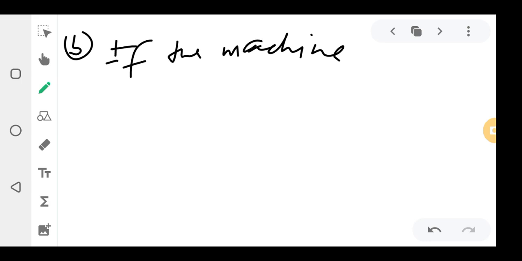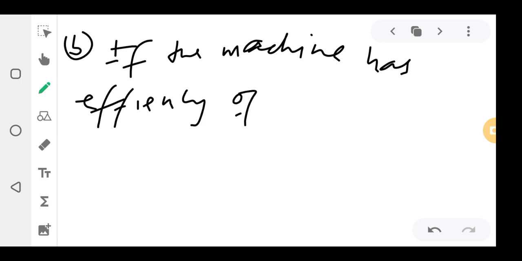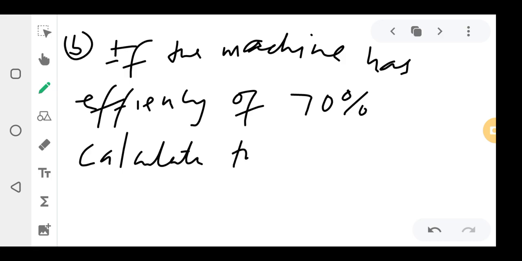Now a question can come, question part B of the same question, they can say, if the machine has an efficiency of, let's say, 70%, calculate the effort applied. They say calculate the effort applied.